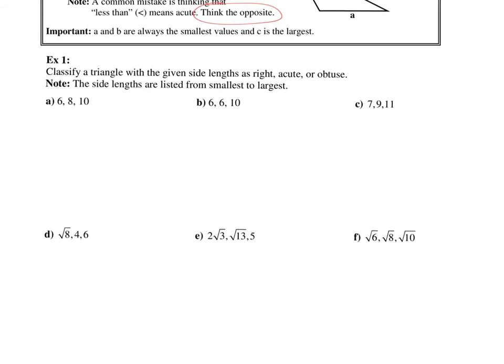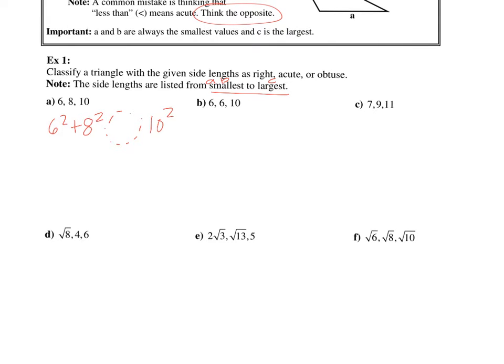So for example 1, it's asking me to classify a triangle with the given side lengths as right, acute, or obtuse. Note, the side lengths are listed from smallest to largest, because a and b will be your smaller values, and c will be the largest value. So I have 6 squared plus 8 squared is something to 10 squared. I'm using this dotted circle because I need to figure out what goes in there. Is it an equal sign? Is it a less than sign? Or is it a greater than sign? Then I'll be able to determine what type of triangle I'm working with.